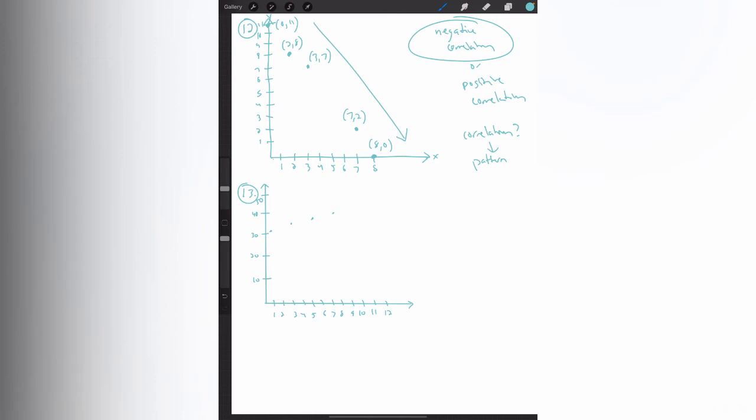I have 941. And then 1144. Now these look like they're moving in more of an upward trend, right? So this would be considered positive correlation. Remember, you're always looking at it from left to right.